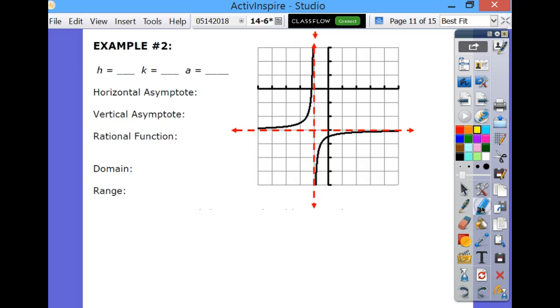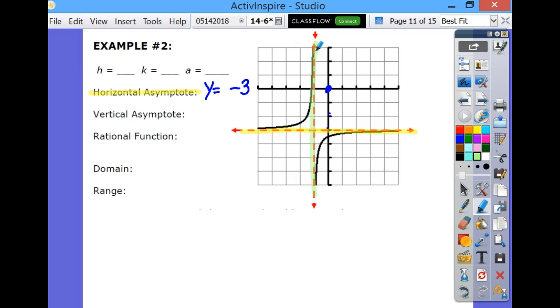Example number 2. I start with the asymptote. Where does the asymptote cross the axis? This is the origin point. And so this would be, but that's not right. That's not enough. Which axis does it cross? You have to have the y equals as part of your answer.